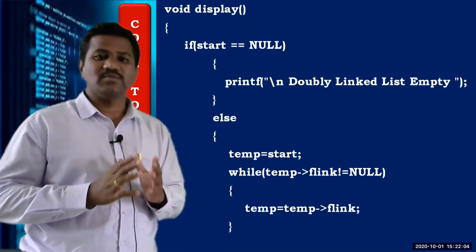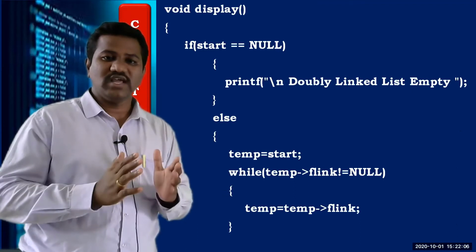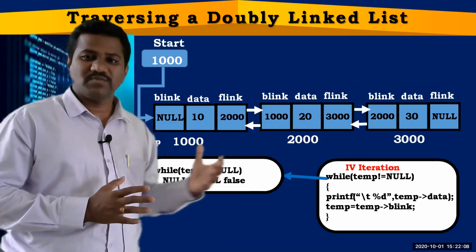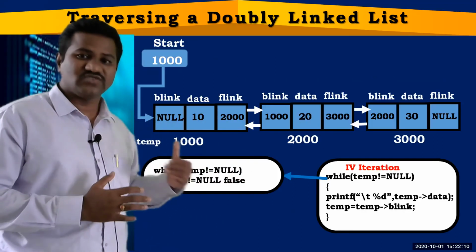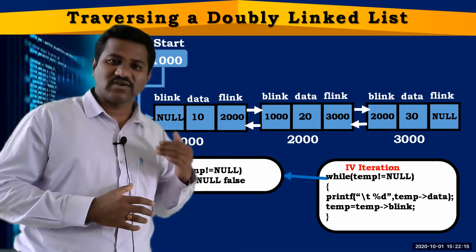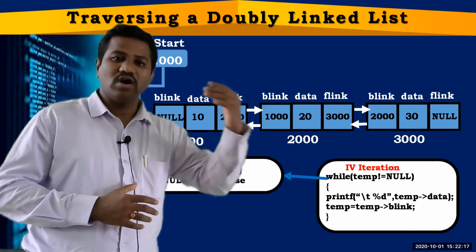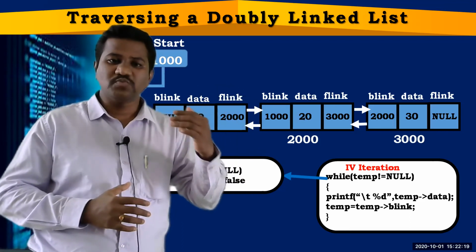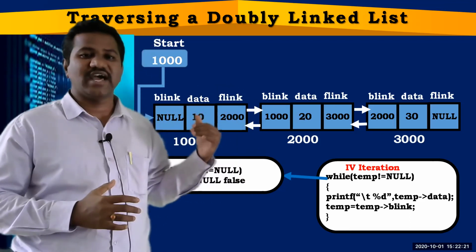That means we started printing from the 30 value first, 20, and then 10. Like this we printed the values. You observed, or not? Two while loop statements we used. The first while loop is used to traverse from the first node to the last node. And the second while loop is used to print as well as travel in the backward direction, right?